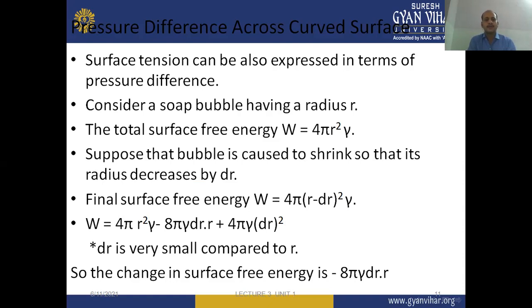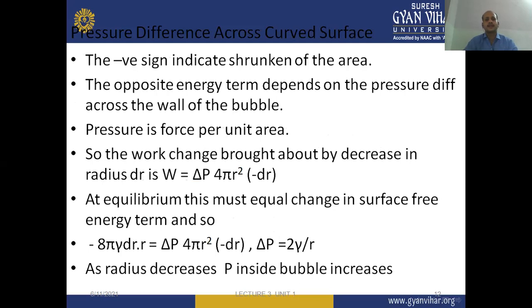And when we compare dr with r, dr is very small compared to the radius r, so the change in surface free energy will be minus 8 pi gamma r dr, where r is the radius of the bubble before shrinking and dr is the decrement in the radius after shrinking of the bubble. Gamma is the surface tension of the solution. Now the negative sign indicates the shrinking of the area.